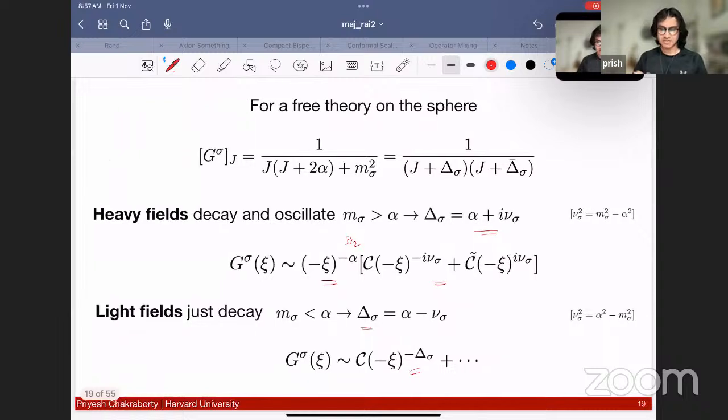Any questions at this point? This is setting the stage for the free theory. Now we'll move on and talk about the differences, at the level of the free theory, between the compact and non-compact scalar.